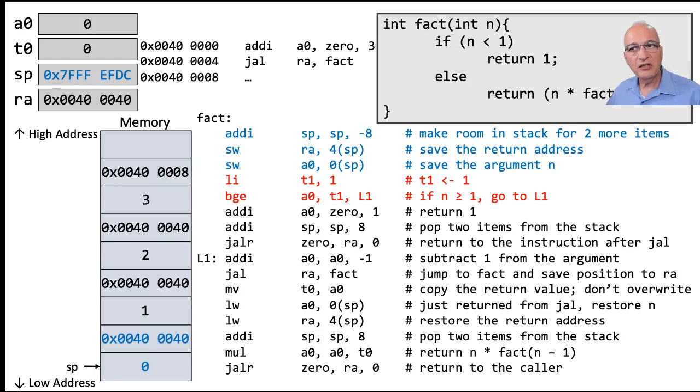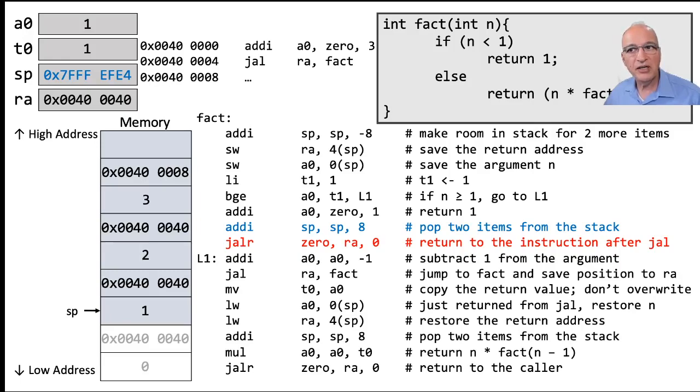Therefore, instead of jumping to the L1, I will execute the instruction immediately below the branch greater than equal instruction. So I execute the add I instruction, writing 1 into A0. I decrement the value of the stack pointer. Remember that there is no need to restore the values because I did not do anything in this call that changed those values. And then I execute the return statement.